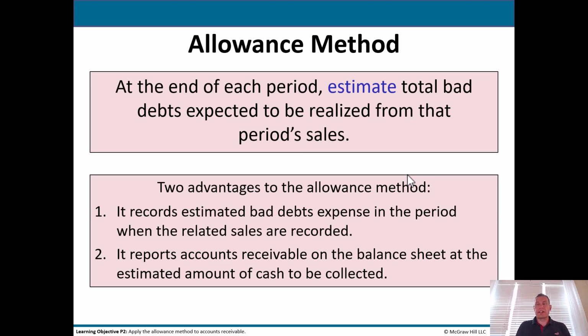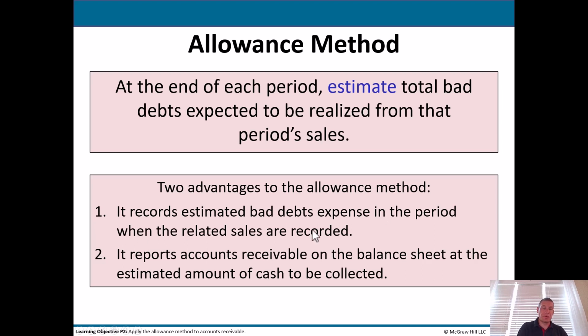At the end of each period, we're going to estimate, and again, it's an estimate, right? We don't know for sure yet. We'd love nobody to flake out, right? But the reality is companies will flake out. So at the end of each period, we're going to estimate the total bad debts expected to be realized from that period's sales. There are two advantages to the allowance method.